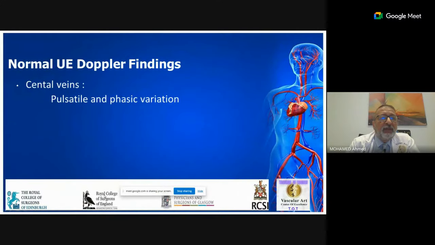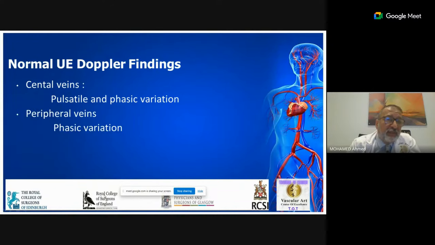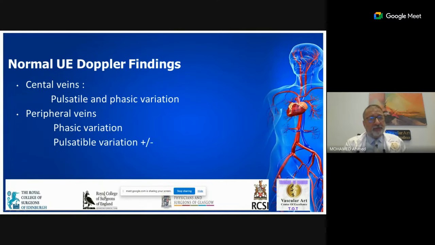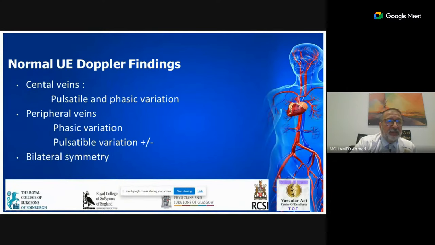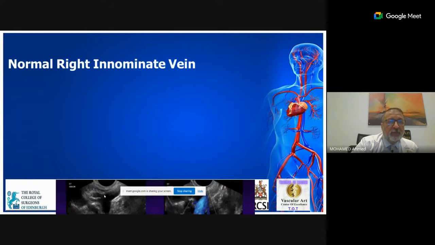Upper limb Doppler findings, as we said: central veins are pulsatile with phasic variation. Peripheral veins have only phasic variation, but they are not pulsatile, because they are away from the heart. The pulsatile variation can be increased or decreased, and look for bilateral similarity. Always, when you look at one internal jugular vein, look at the other. And color filling of all veins is important.